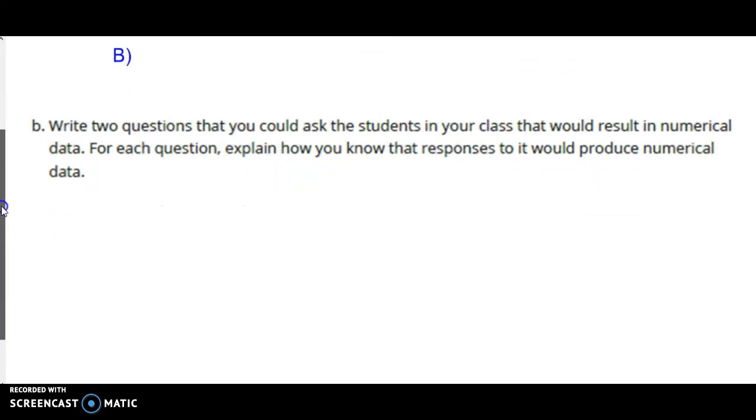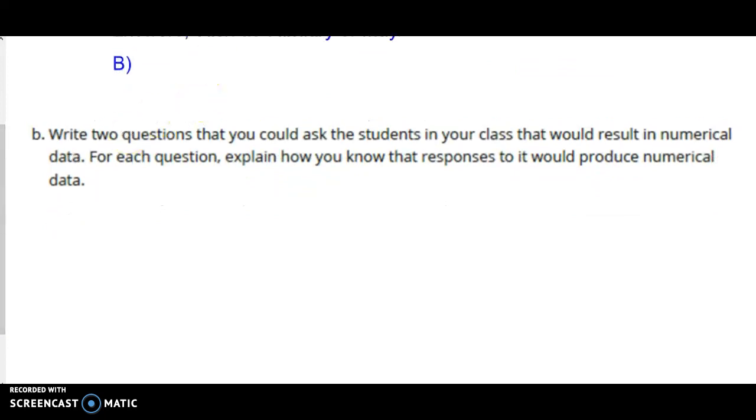Let's go to B. Write 2 questions that you could ask the students in your class that would result in numerical data. Numerical data is a number. For each question, explain how you know that responses to it would produce numerical data. All right, I'll do the first one for you. You'll do the second one on your own.